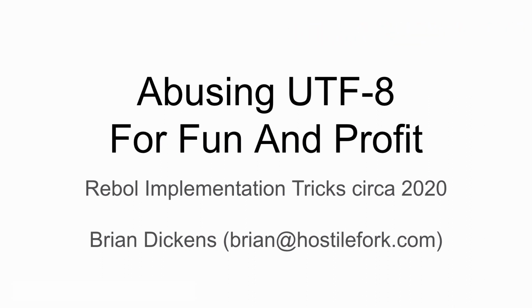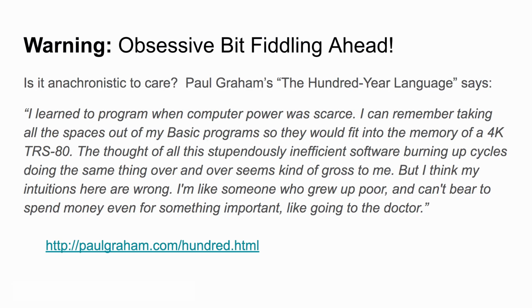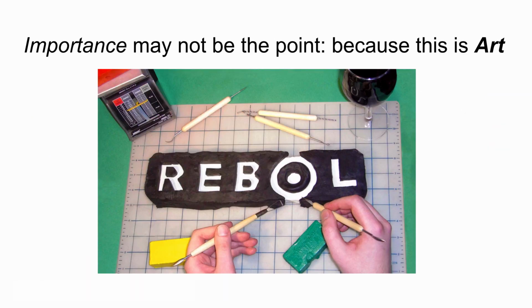Talk a bit about Rebol internals, both historical Rebol internals around the time of when Carl had open sourced R3 Alpha, and then some of the cool changes. And sometimes when looking over some of this bit fiddling, I'm sure that people might think that it's over the top. Paul Graham in The Hundred-Year Language was talking about someone who grew up poor and can't bear to spend money even for something important like going to the doctor. And maybe some of these bit-fiddly decisions are going to seem like that. It may not be whether it's important or not.